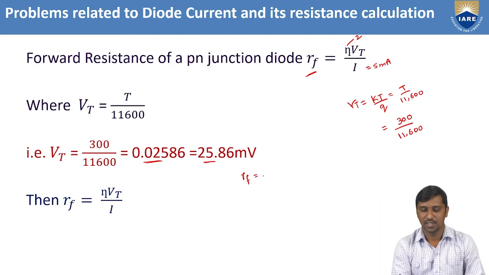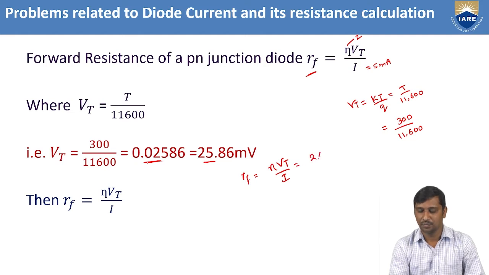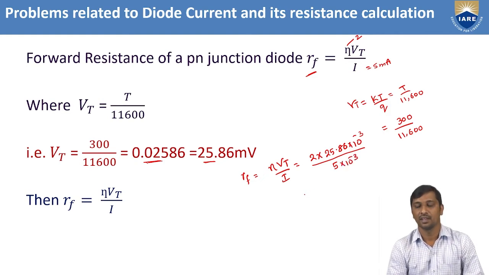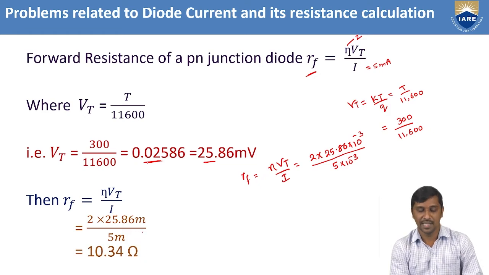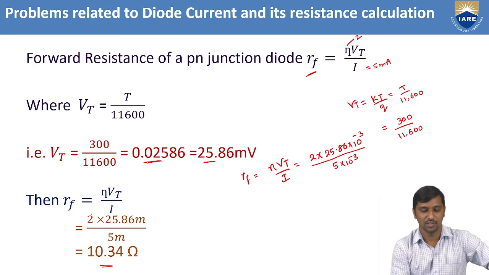So you can just substitute here. This forward resistance is eta times Vt by I, where eta is 2, Vt is 25.86 millivolts, meaning 10 to the power of minus 3, divided by the current, 5 milliamperes, meaning 5 into 10 to the power of minus 3. Here small m indicates 10 to the power of minus 3, and 5 milli also means 10 to the power of minus 3. For simplification, it gives 10.34 ohms, so the resistance under the forward bias RF is 10.34 ohms.